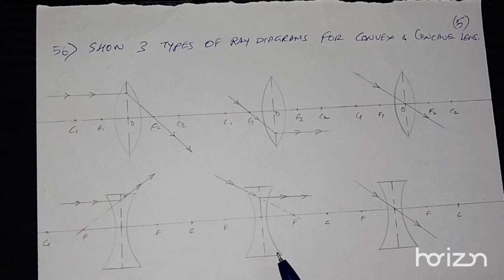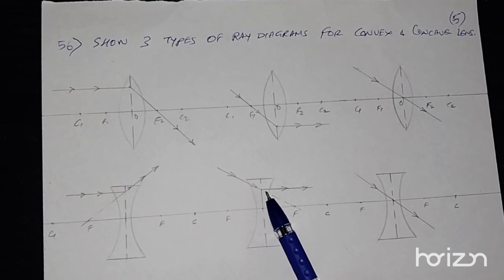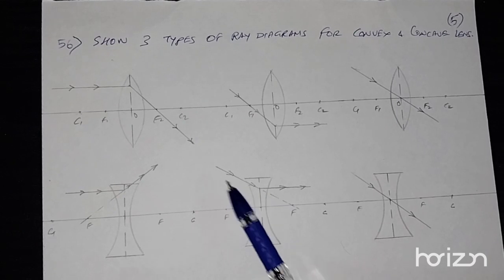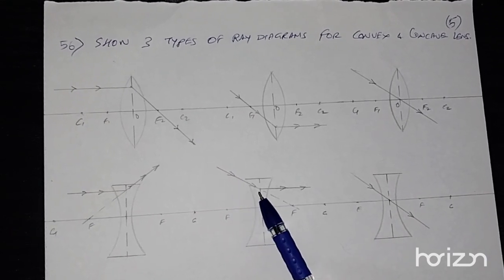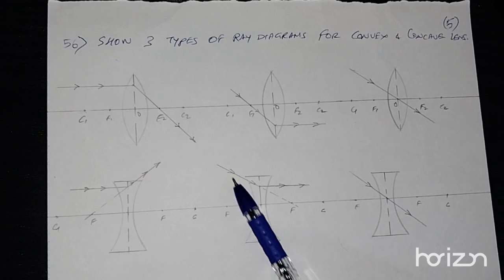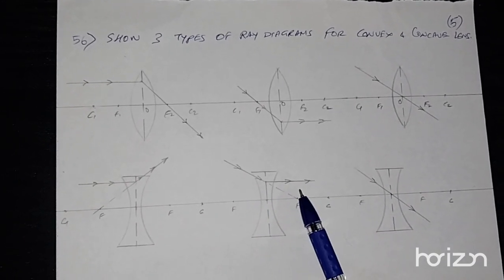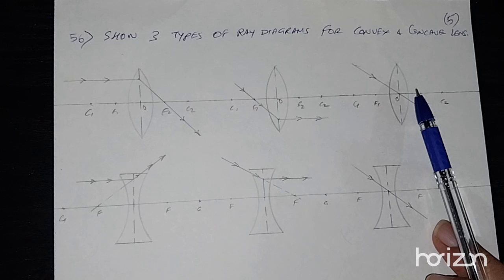For a concave lens also, if you shoot a ray in the direction as though it is going through the focus, see here, this ray is shot such that if you extend it, it goes through the focus. So this ray will get bent such that it becomes parallel to the principal axis. The third type of ray is simple.